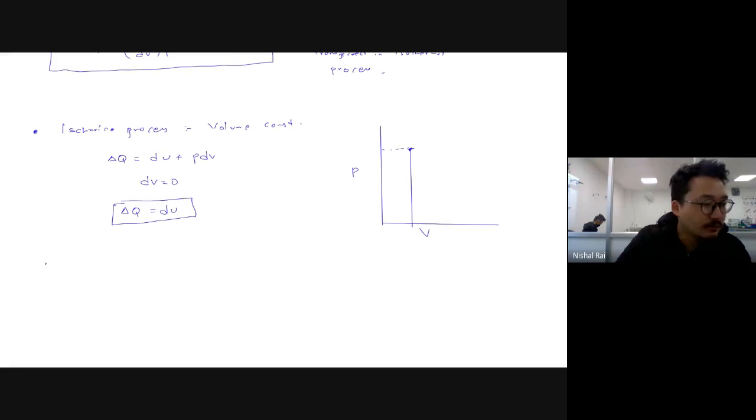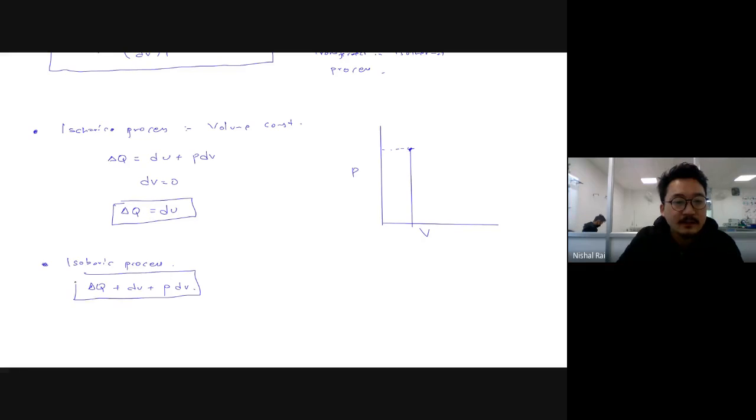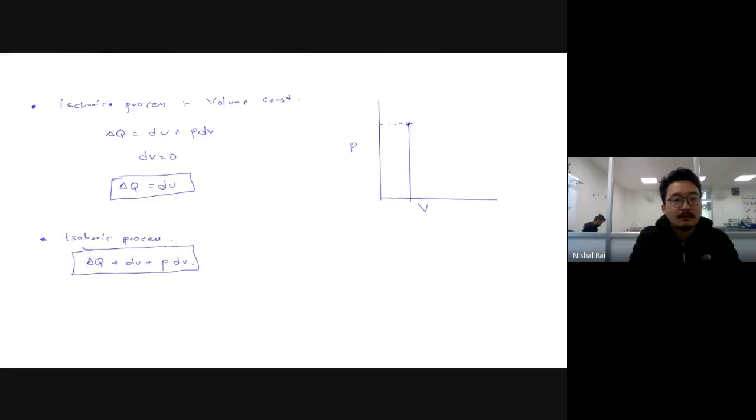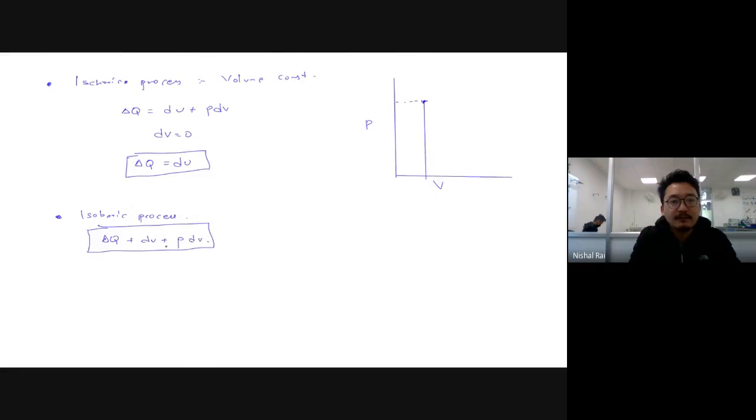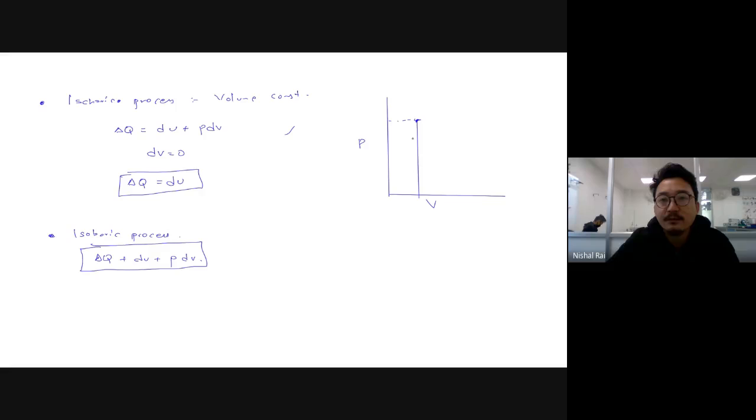And for your isothermal process, one is obvious. The second one is isobaric. For the isobaric process, the equation remains as it is. The total amount of heat will be delta Q equals delta U plus P, which is constant. For the isobaric process, nothing changes. That's why it will give you the maximum amount of work, because if you go from one point to another, a lot of area will be covered.